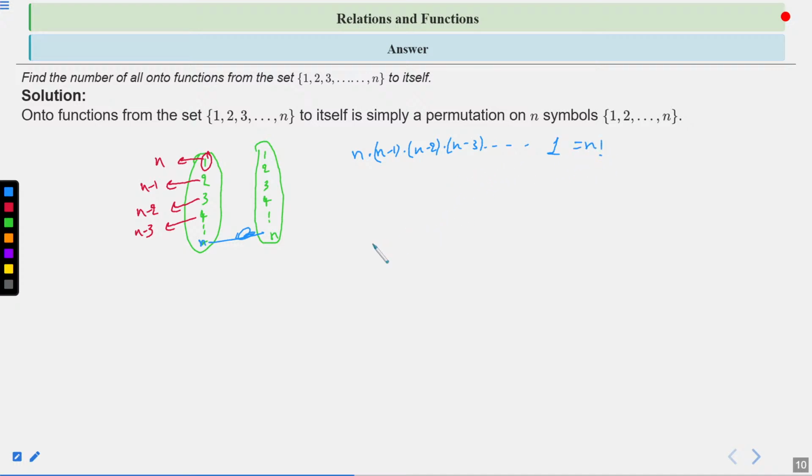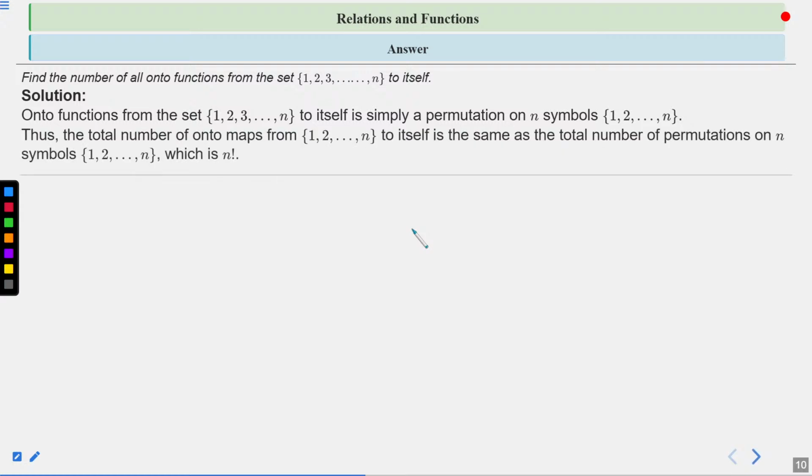So onto functions from the set 1, 2, 3 till n to itself is simply the permutation on n symbols from 1 to n. Thus the total number of onto maps from 1 to n to itself is the same as the total number of permutations on n symbols, which is equal to n factorial. Simply n factorial.